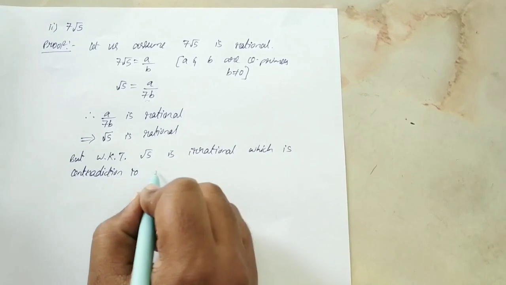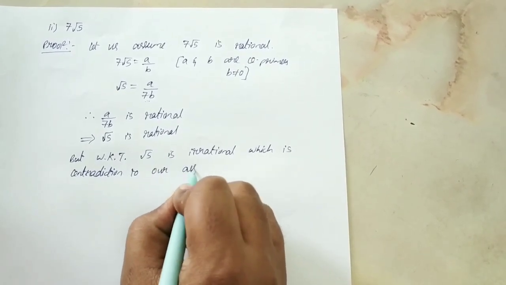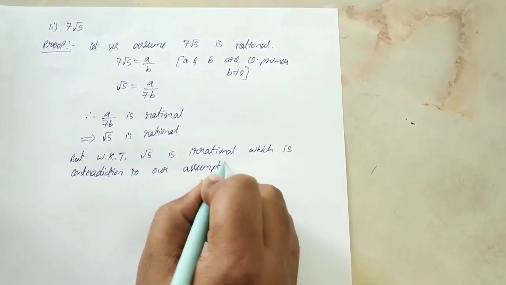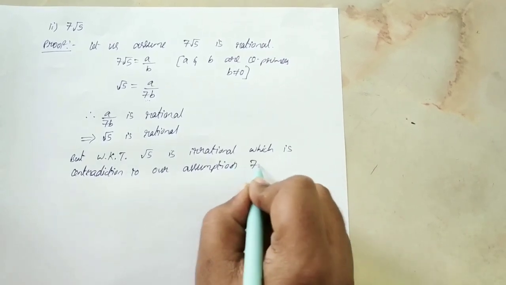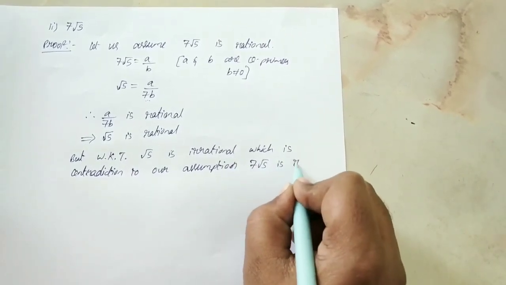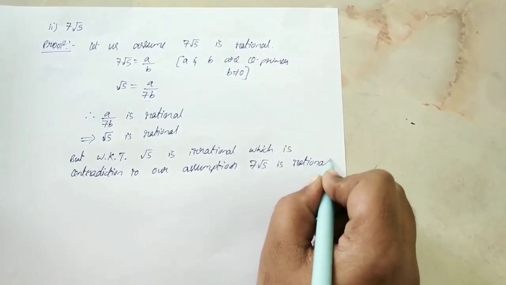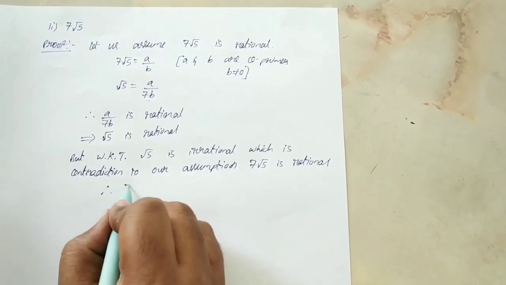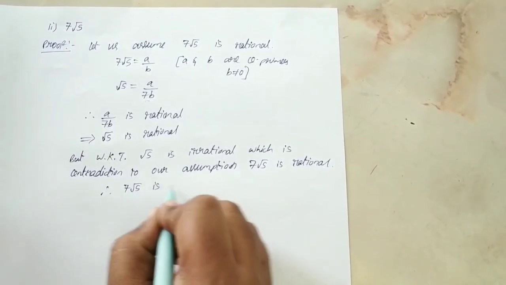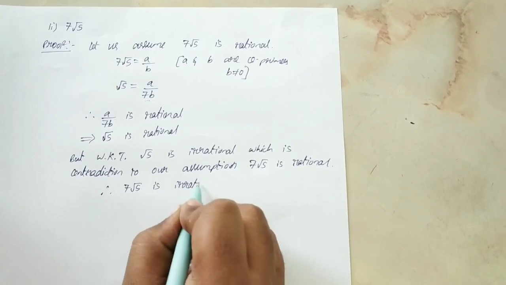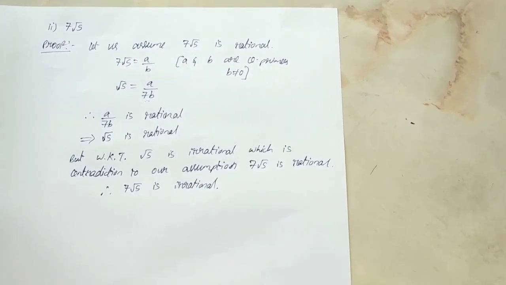a contradiction to our assumption. What is our assumption? 7 root 5 is rational. So what we took, 7 root 5 is rational, that is wrong. Therefore 7 root 5 is irrational. So next we have to prove that 6 root 2 is irrational. So first we will assume 6 root 2 is rational, then we will prove it is irrational.